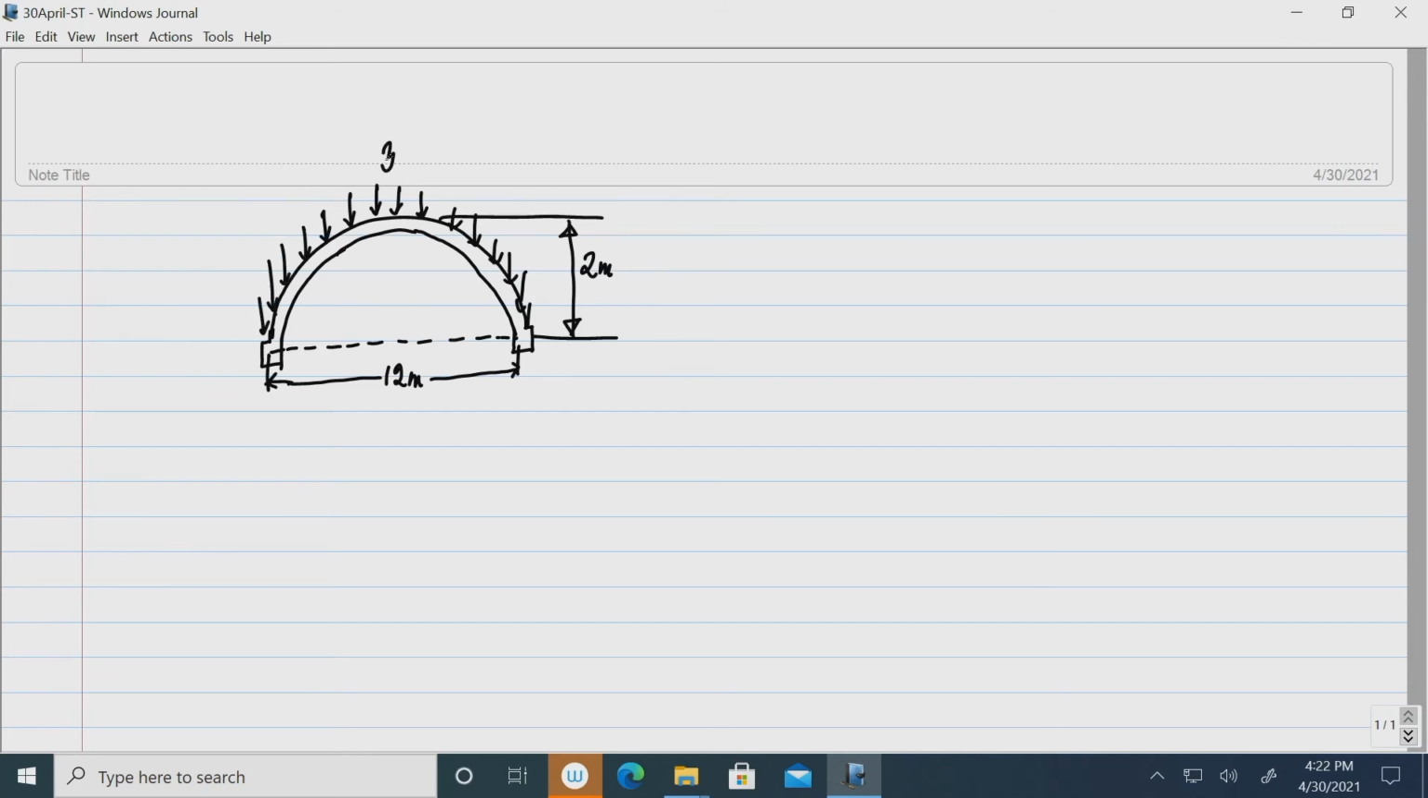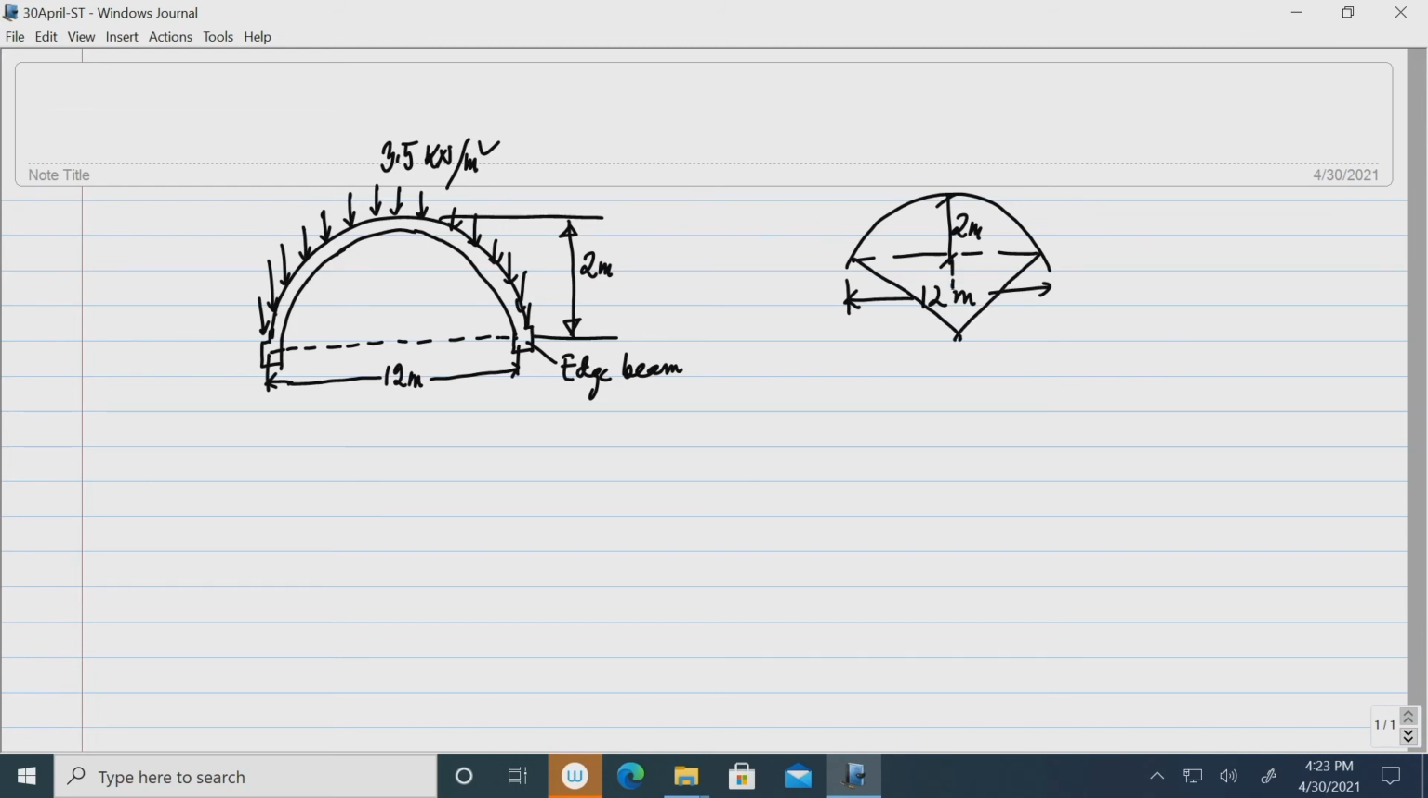And this load is uniform load, it is 3.5 kilonewton per meter square. Okay. So, that is the geometry of the shell and this is your edge beam. Now, if I see the geometry of the shell, let us draw a line diagram. This is 12 meter and this is 2 meter, the rise of the shell, then radius of the shell is still unknown.